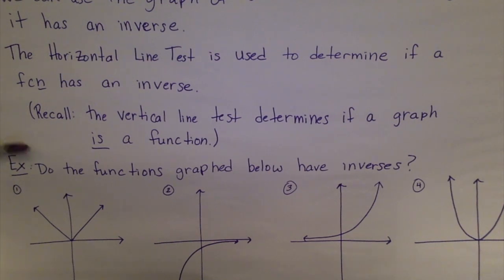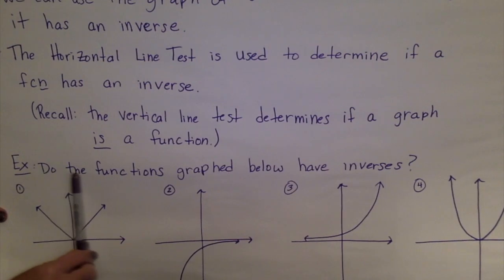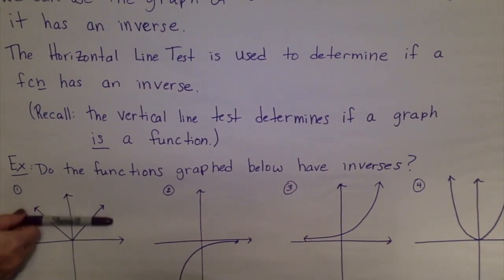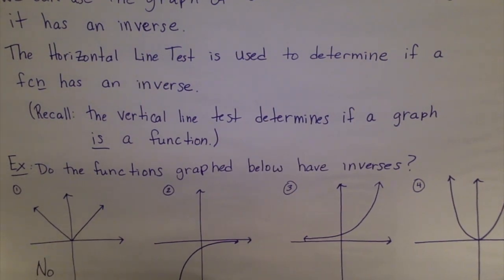So we'll look at this first one. I would notice that I could use the vertical line test. It is a function, but I'm using the horizontal line test to determine whether it has an inverse. Because this horizontal line touches it in more than one location, this one does not have an inverse. You might recognize this as an absolute value graph. Okay, absolute value graphs don't have inverses.